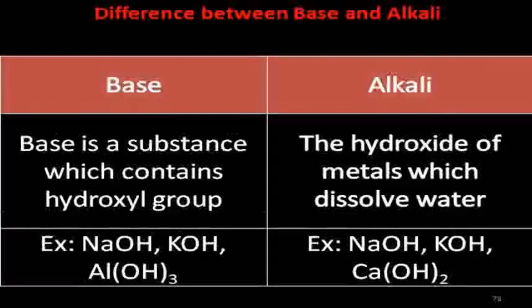Difference between base and alkali. A base is a substance which contains hydroxyl group. Examples: sodium hydroxide, potassium hydroxide and aluminum hydroxide. Alkali: the hydroxide of metal which dissolves in water. So here, sodium hydroxide, potassium hydroxide and calcium hydroxide dissolve and give a transparent solution. So they are all very good alkalis. Whereas aluminum hydroxide may be a base, but it is not an alkali because it doesn't dissolve in water completely. That's why the example is not given on the alkali side.